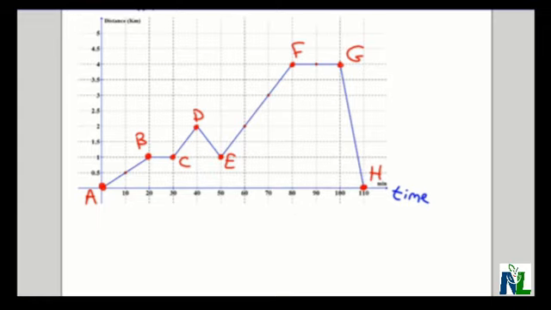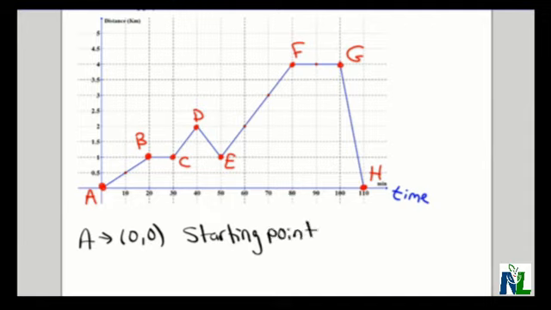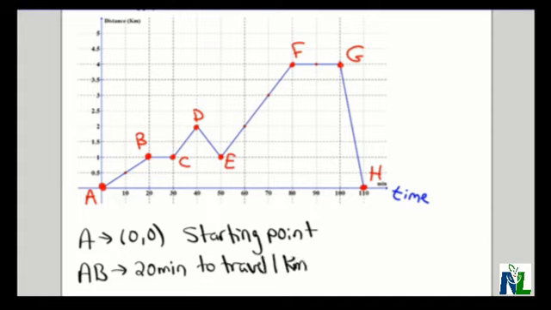So we consider our graph and look first of all at point A. At point A, we are at the point 0, 0, which means we're at our starting point. If we were at our house, this is home. So there's our starting point. Now if you look from A to B, we are taking a time of 20 minutes to travel 1 kilometer. So that's from A to B.